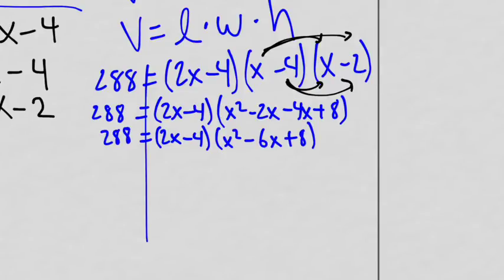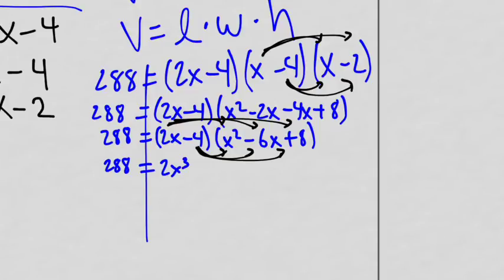288 on the left. We're going to again distribute like that, like that, like that, and then the negative 4 like that as well. So we're going to do it again. Bring down the 288 again. We're not messing with it yet. Let's start with the 2x. 2x times x squared, which is this one right here. 2x cubed. 2x times negative 6x, negative 12x squared. 2x times 8, positive 16x.